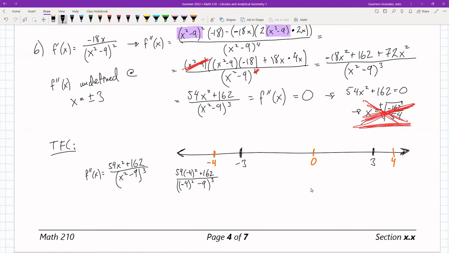Negative 4 squared, that's positive. That's going to be a positive 16. Minus 9, that's still going to be positive. And then you cube it, that's going to be positive. You guys see where this is going? So this is going to be positive. Write that a little smaller. So the number here is going to be positive. And from a test for concavity, that tells us it's going to be concave up.